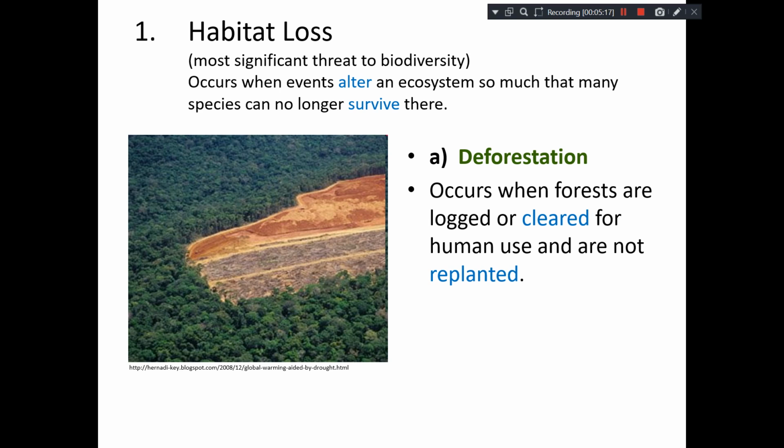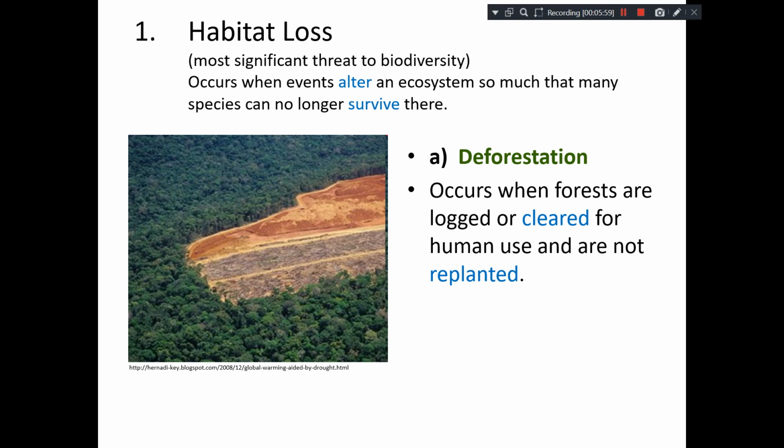Habitat loss can happen because of deforestation, when the forests are logged or cleared for human use and are not replanted. Many times, even partial habitat loss poses a severe threat, because you may say that these animals can move to the remaining or surrounding area, but then they have to face competition with already existing members of the same species in that area. So then there will be a struggle for their very existence, and the struggle is always dangerous for them.